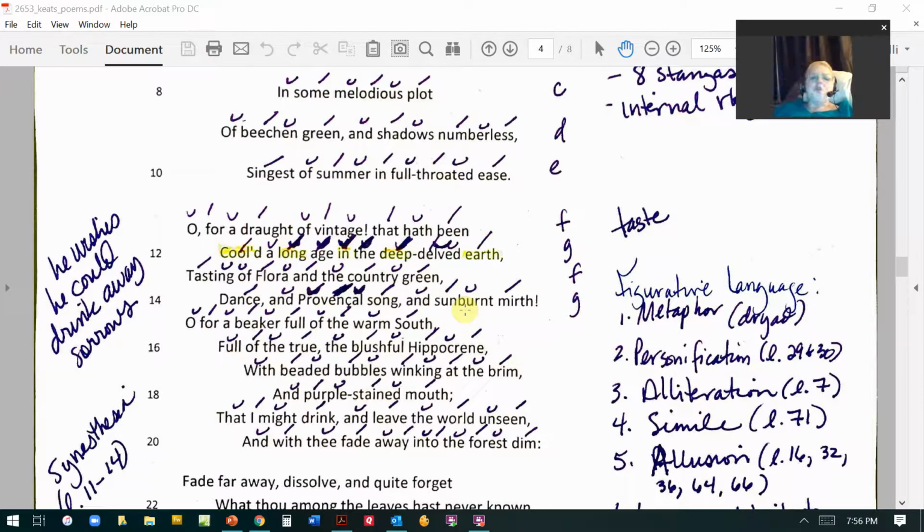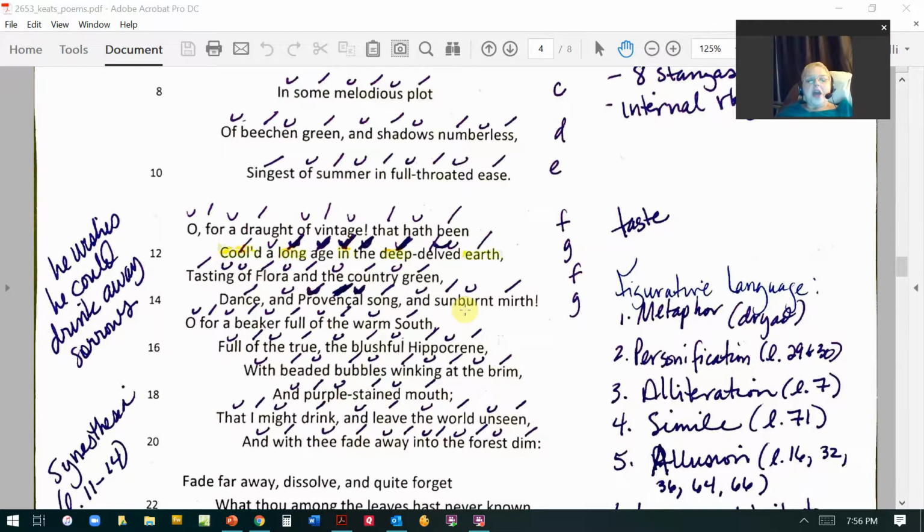And he says, oh, for a beaker full of the warm South, full of the true, the blushful Hippocrene, with beaded bubbles winking at the brim, and purple-stained mouth, that I might drink and leave the world unseen, and with thee fade away into the forest dim.